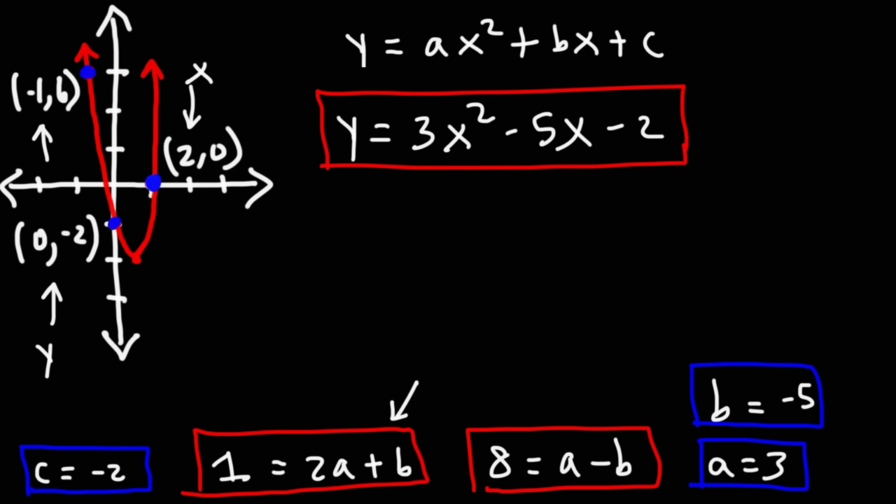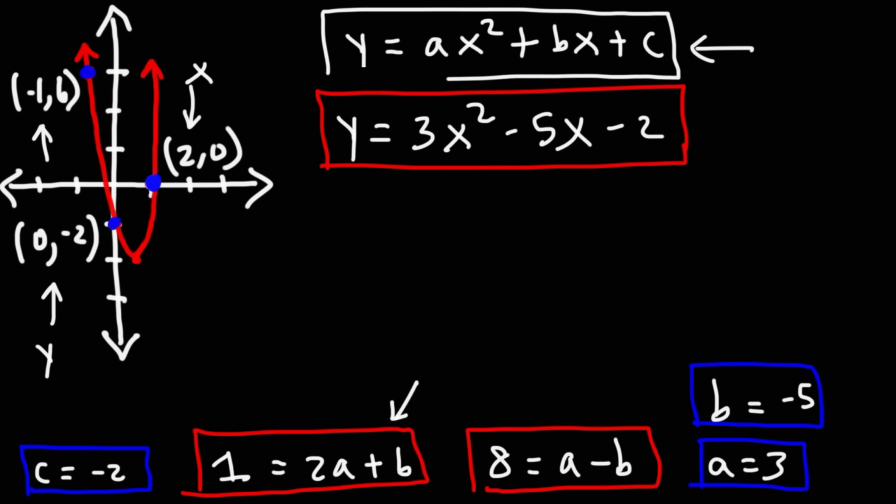So that's how you can find the equation of a quadratic function if you're given 3 points where none of those 3 points represents the vertex. So if you're given 3 points and none of them is the vertex, use this form. If you're given 2 points and one of them is the vertex, then use the vertex form of the quadratic equation, which is a lot easier.